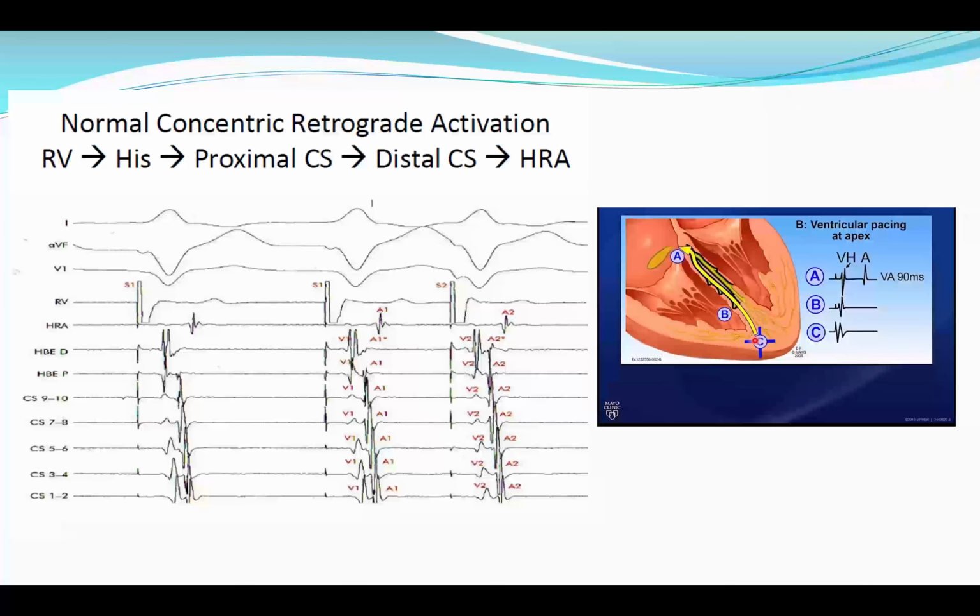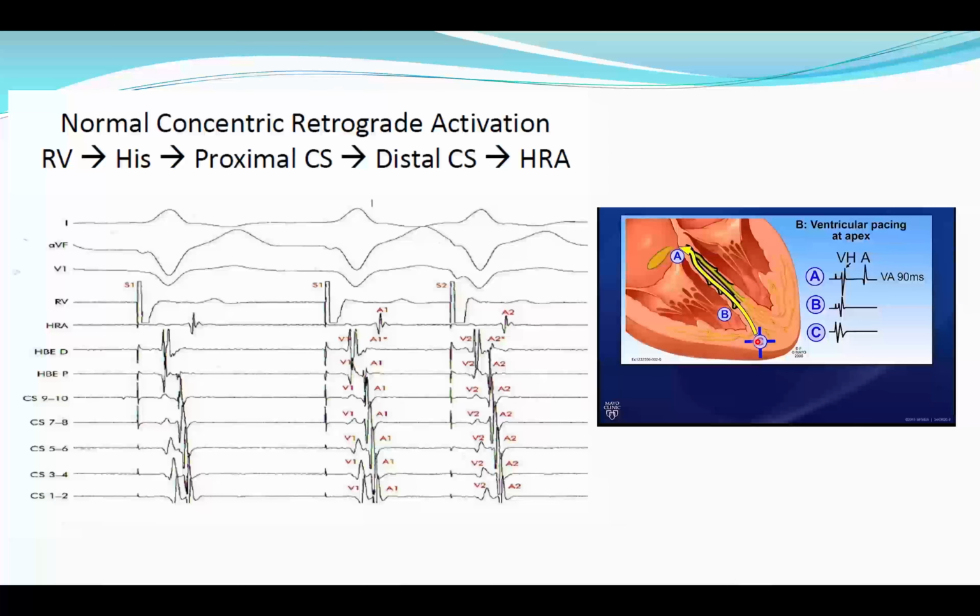That means if I have normal conduction and I pace from the right ventricular apex, how do I know I'm pacing from the right ventricular apex? One, V1 is negative, that is LBBB morphology. Second, can you see aVF is also negative? That means I'm pacing from lower and my beat is going upward. That's why II, III, aVF will be negative.